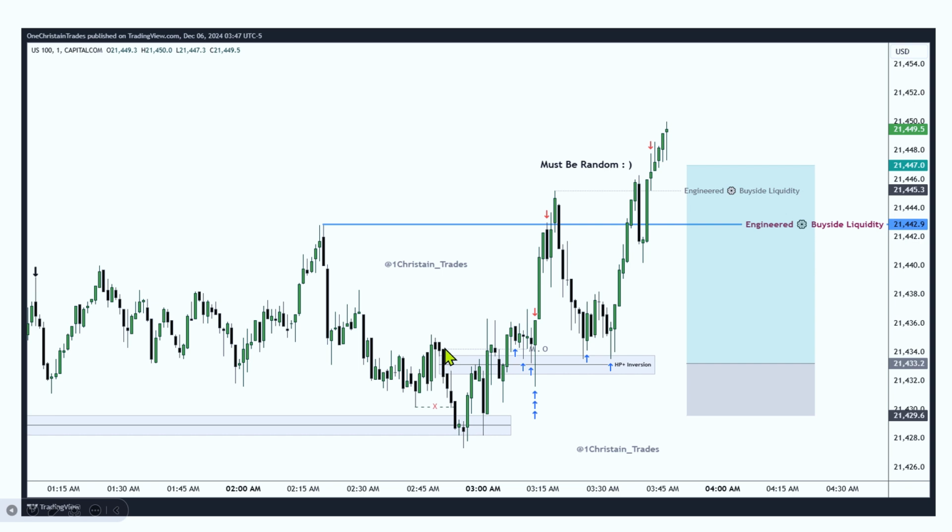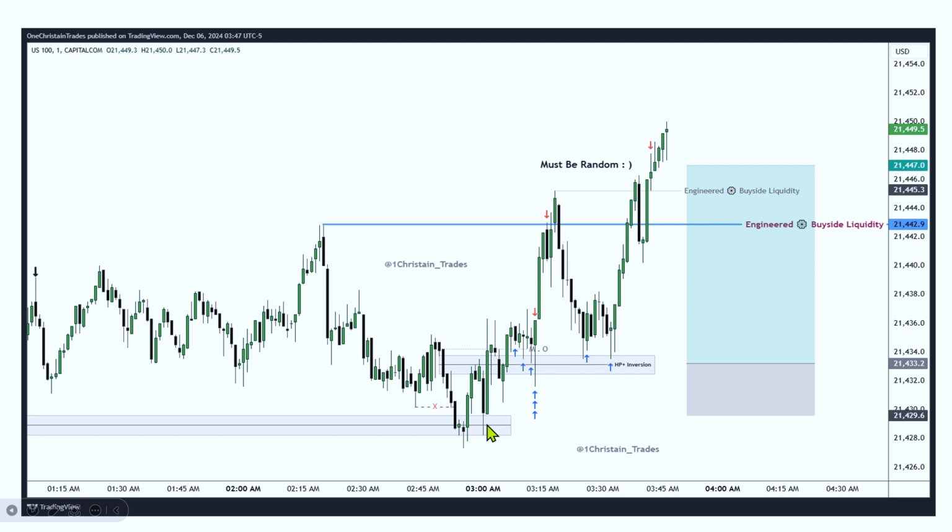What do we have here? Macro opening price, delivery below macro opening price, taking out short-term liquidity, sell-side liquidity right here. What do we have here? A discount fair value gap. Once more, we had a macro BPR. What do we do? That could have been our buying opportunity right here.